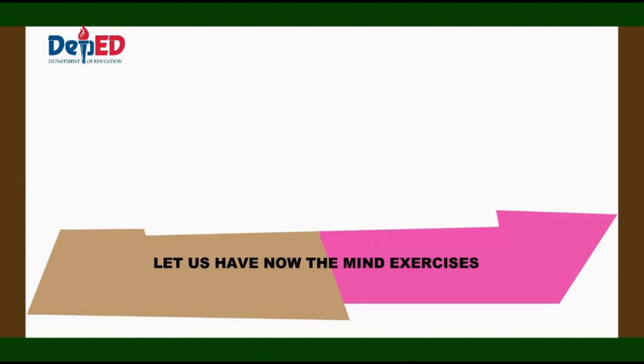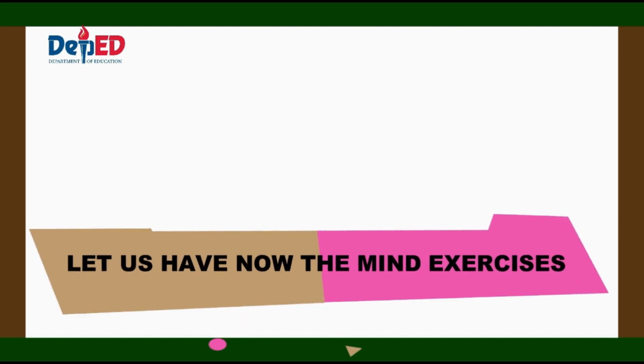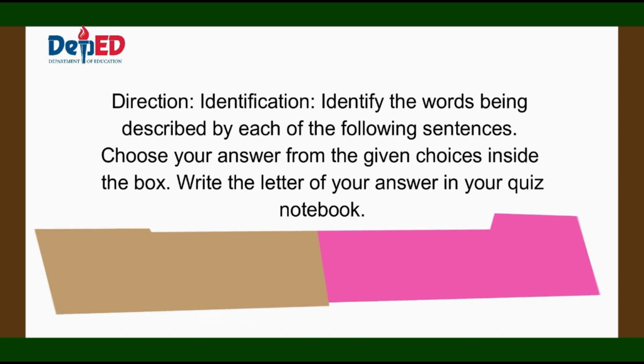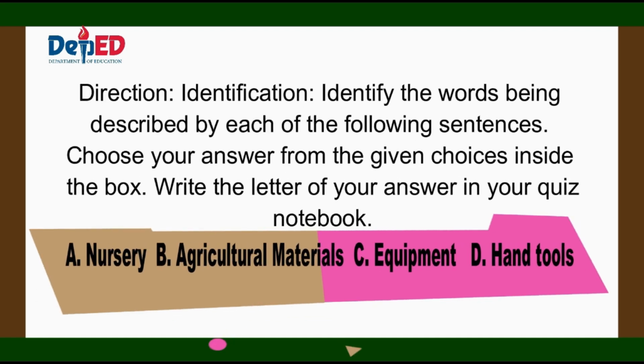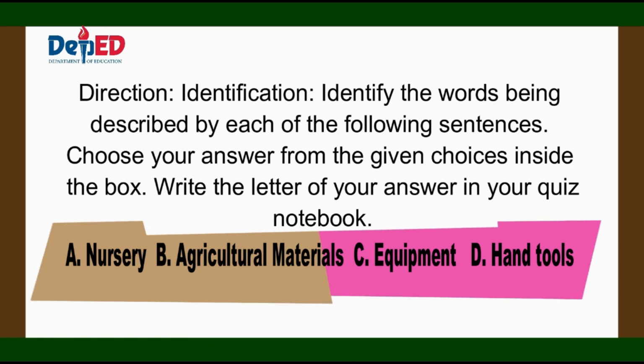Since you have already known the definition of a nursery, materials, tools, and equipment, together with their corresponding examples, let us have now the mind exercises. Direction. Identify the words being described by each of the following sentences. Choose your answer from the given choices inside the box. Write the letter of your answer in your quiz notebook.